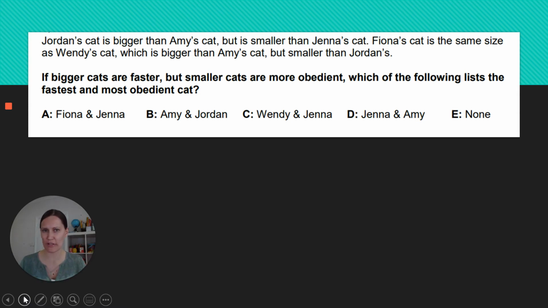This is obviously not real. It's just something that's been created for a problem, of course. And then the second part of that question says, but smaller cats are more obedient. So if we're looking for obedience, we want to look for the smallest cat. So to put the question into other words, we want to know which cat is the biggest and which cat is the smallest. That will give us the fastest and the most obedient cats, and then we look at which cat is owned by which owner, and that will give us the information that we need to solve the problem.